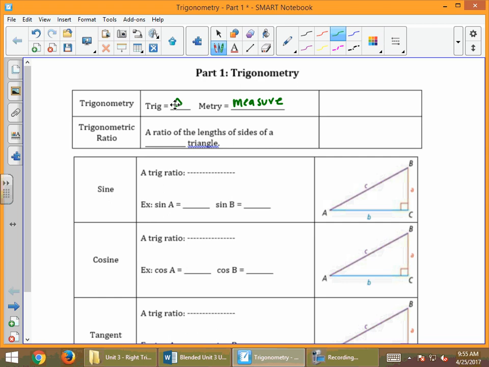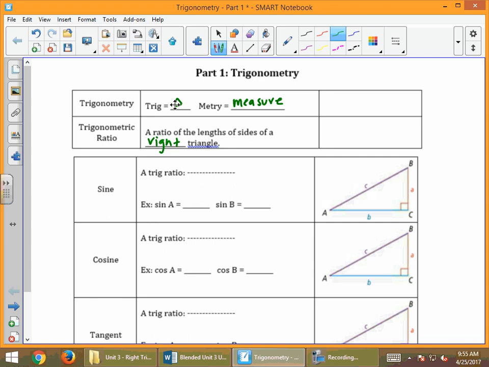A trigonometric ratio is the length of the sides of a right triangle. So this is another way we can solve right triangles, by using these ratios. We're going to talk about exactly what these ratios are here in this second box.